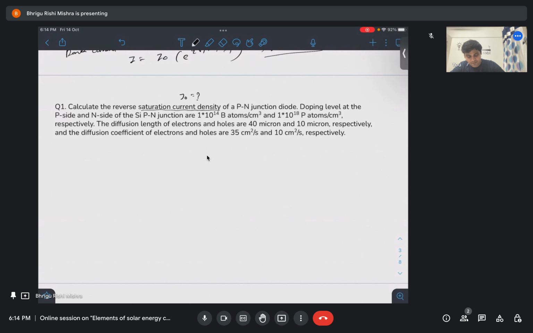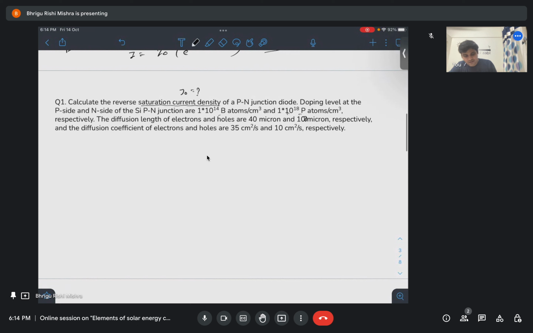Doping level at the P side and N side of the silicon PN junction are 1 into 10 to the power 14 boron atoms per centimeter cube and 1 into 10 to the power 18 phosphorus atoms per centimeter cube. These B and P are the dopants, respectively. The diffusion length of electrons and holes are 40 micron and 100 micron, respectively. And the diffusion coefficient of electrons and holes are 35 centimeters square per second and 10 centimeters square per second, respectively.